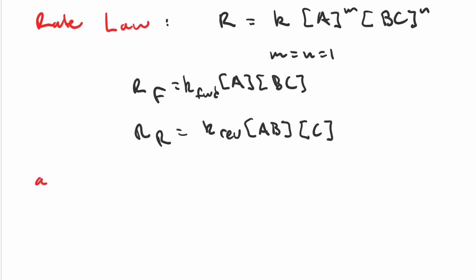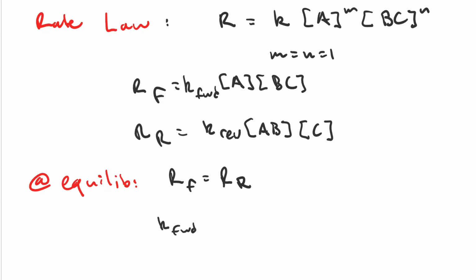So now, at equilibrium, the rate in the forward direction equals the rate in the reverse direction. So I can say K forward times the concentration of A times the concentration of BC equals K reverse times the concentration of AB times the concentration of C. We'll come back to that.